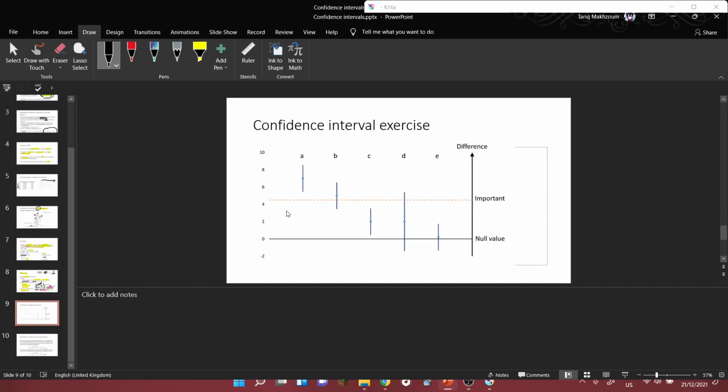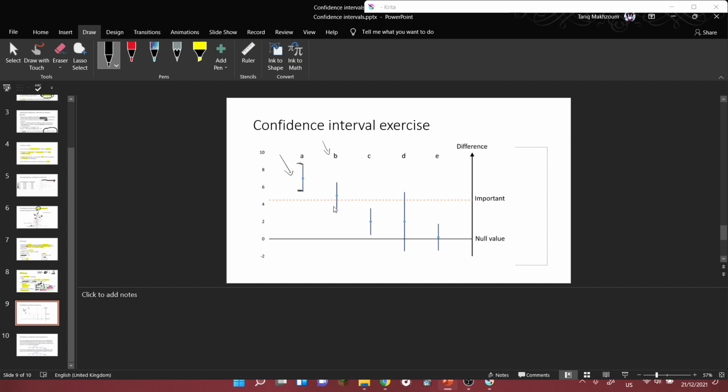Okay, so this is just an exercise that we're going to cover. If we assume that these are 5 drugs, A, B, C, D, and E, drug A at 95% confidence intervals doesn't include the null value, so we know it's statistically significant, and it's above the threshold of importance. So that means we know the drug works, and we know that it's effective in its job, right?